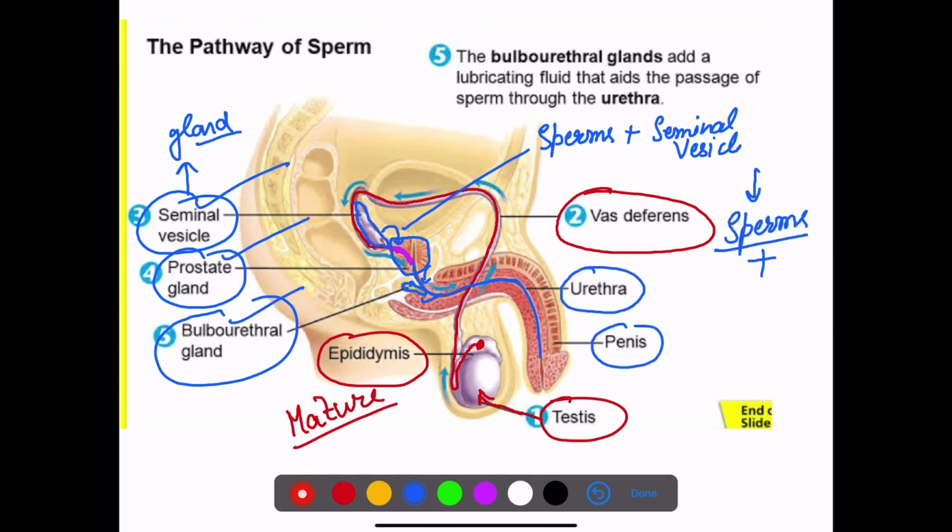So what is happening here is that once the Cowper's gland releases its secretion into the urethra, the urethra is now carrying semen, and the semen comes out through the opening in the penis. The urethra is carrying it, and there is an opening in the penis through which these sperms, or any discharge, come out from the male body, right? Is it clear? Is this pathway clear?